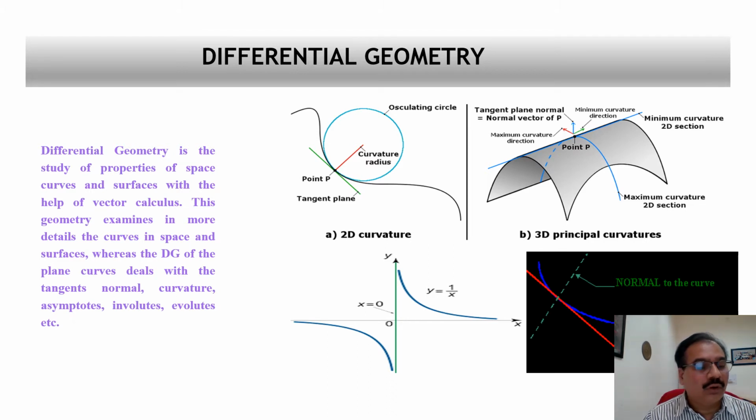If you go through the book and look at the definition of differential geometry, then it is there. Differential geometry is the study of properties of space curve. So what is differential geometry? You may say it is the study of properties of space curves and surfaces with the help of vector calculus. This geometry examines in more detail the curves in space and surfaces, whereas the differential geometry of the plane curve deals with the tangents, normals, curvature, asymptotes, involutes, and evolutes.